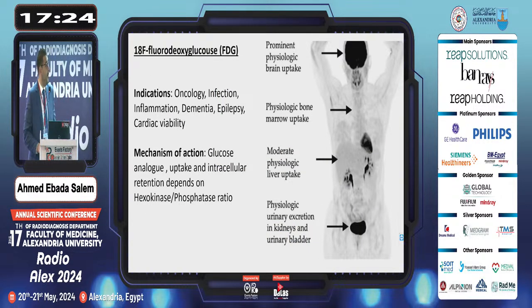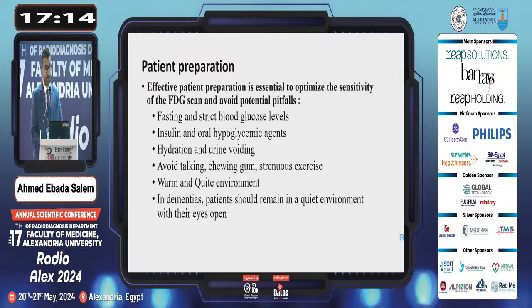So this is the normal biodistribution of FDG. As you see, there's prominent uptake within the brain, moderate uptake within the liver, and the tracer is actively secreted into the kidneys and urinary bladder.